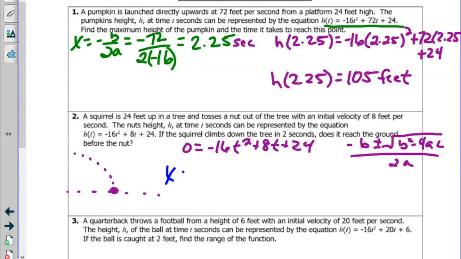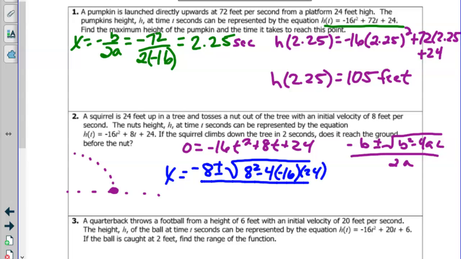Negative b plus or minus square root of b squared minus 4 times negative 16.4, over 2 times negative 16. Perfect. Okay. I should put t, I keep putting x, but that really should be t. t is equal.